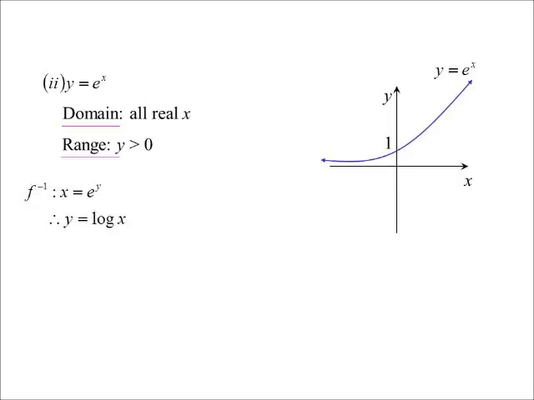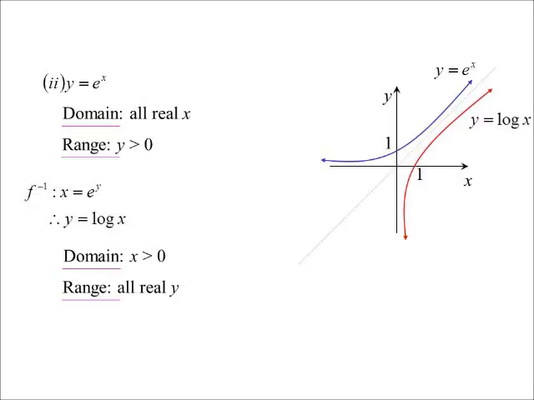The domain is x is greater than 0. So this is a better illustration of the range and domain swapping around. So the range of the original curve was y is greater than 0. The domain of the new one, x is greater than 0. And the range of the new one, all real y, because the domain of the original was all real x. And if we were to draw that one, there's our log curve.